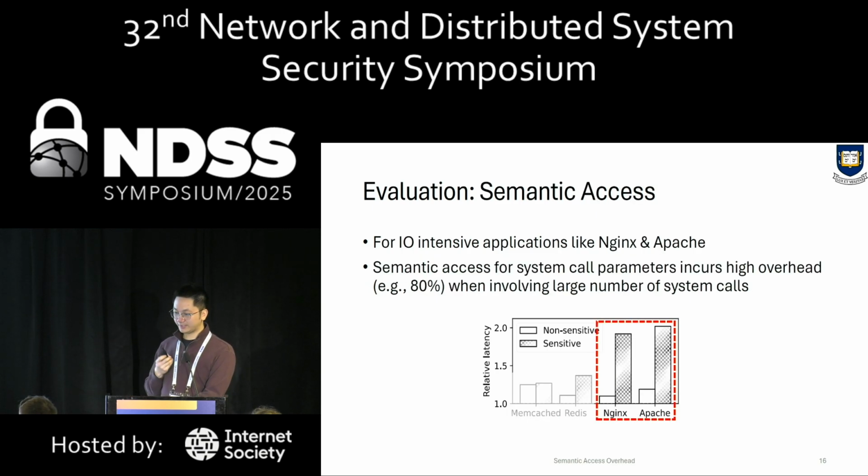And beyond that, for I/O-intensive applications like Nginx, we typically have even higher overhead, mainly because it involves a large number of system calls, which typically introduce about 18% overhead in semantic access.